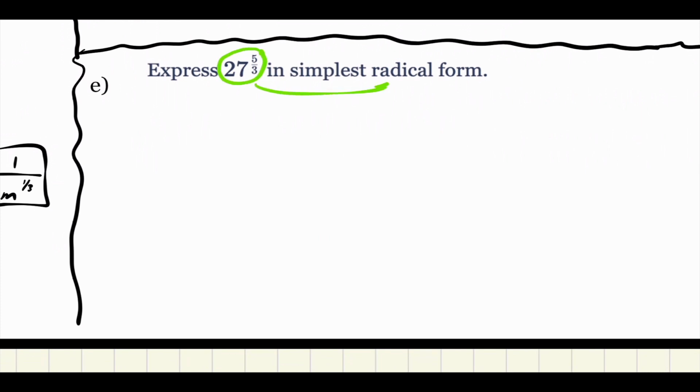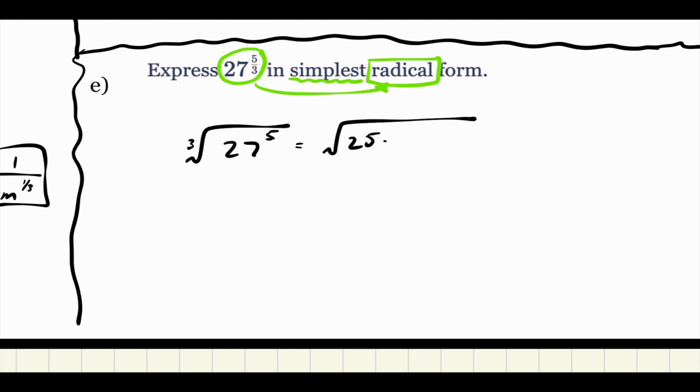Change this to a radical and then simplify it. Okay, so we've got 27 to the 5 power, and it's the third root, right? Third root means triples. So this is what I have: 27 times 27 times 27 times 27 times 27.